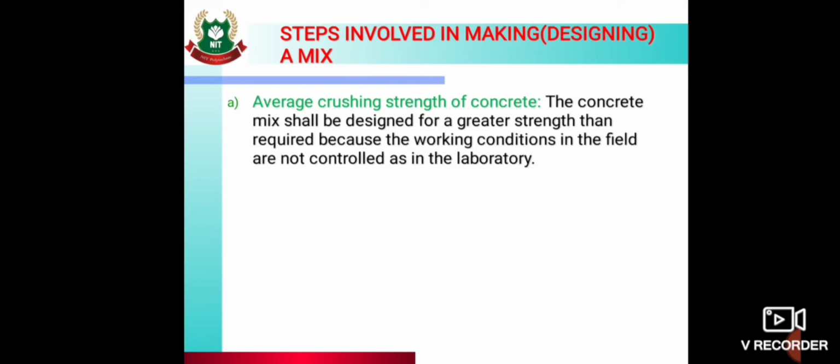Then what are the steps involved in designing a mix? The first step is the average crushing strength of concrete. The concrete mix shall always be designed for a greater strength than required, because working conditions in the field are not controlled as in the laboratory. Conditions in the laboratory and in the field are different. So we have to achieve a strength always higher than the required strength.